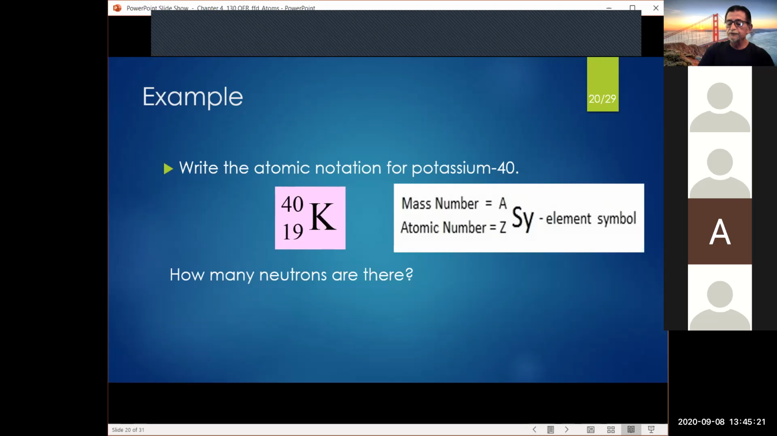Now, how many neutrons for potassium 40 are there? We simply subtract 40 minus 19, which is 21. So potassium 40 has 21 neutrons.